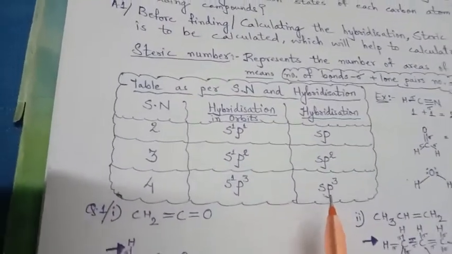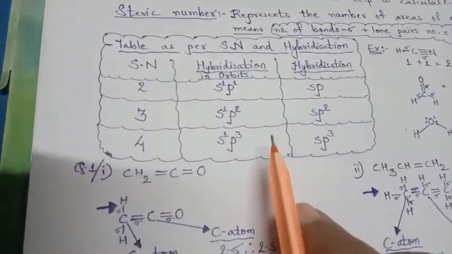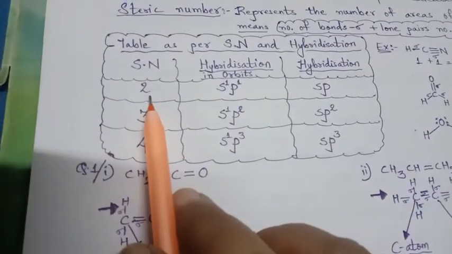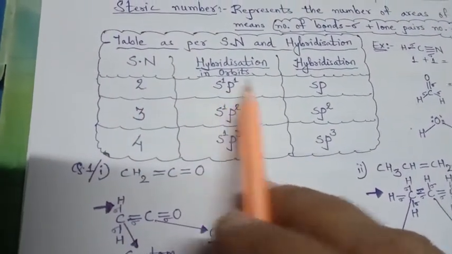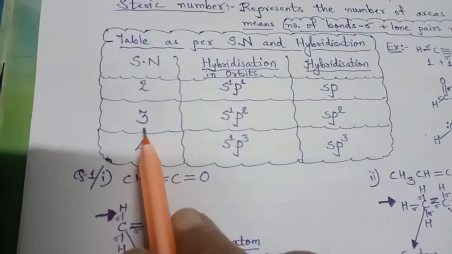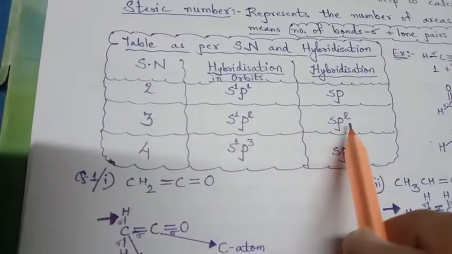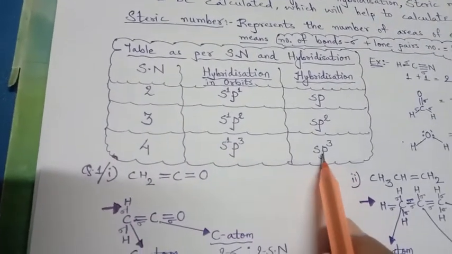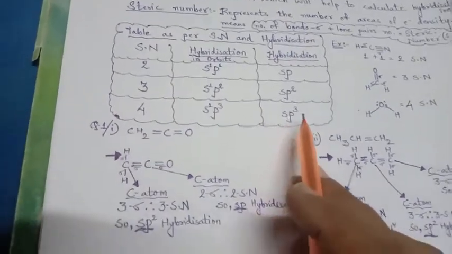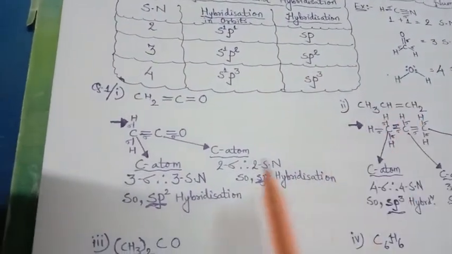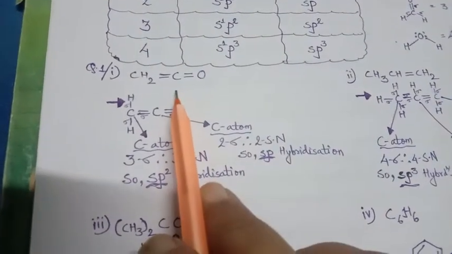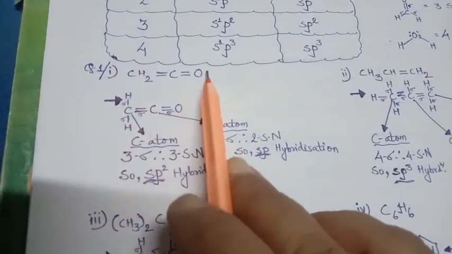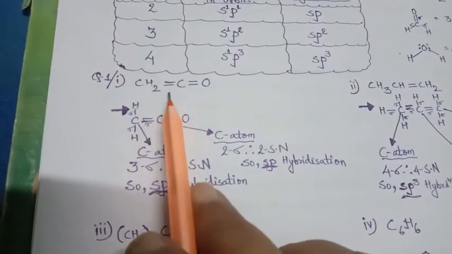Accordingly, let us make the table over here: steric number, orbitals in hybridization, and hybridization. When the steric number is 2, 1s, 1p, hybridization is sp. Steric number 3, 1s, 2p, sp2 hybridization. Steric number 4, 1s, 3p, that is sp3 hybridization. Clear? On this basis we have to calculate the hybridization of each carbon present in a compound. So here the compound is CH2 double bond C double bond O.